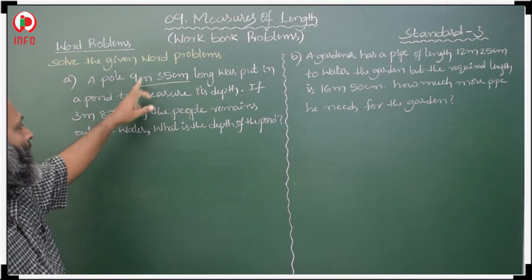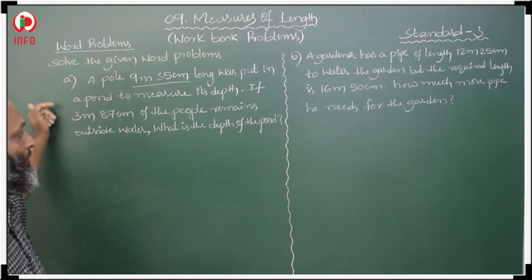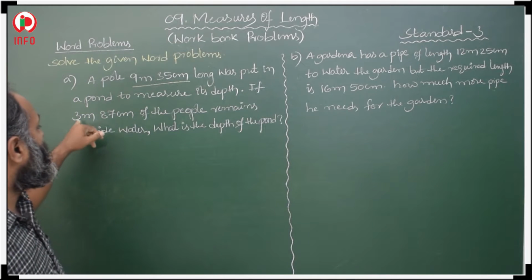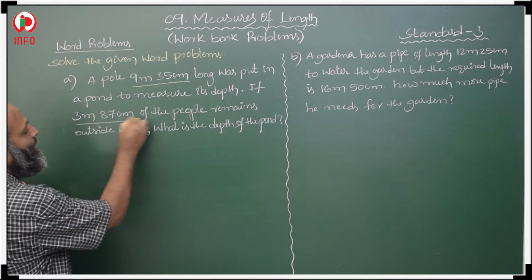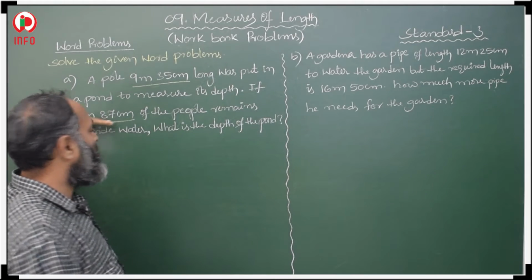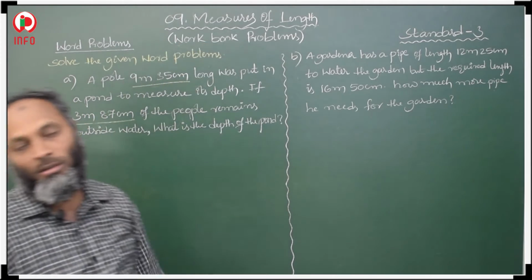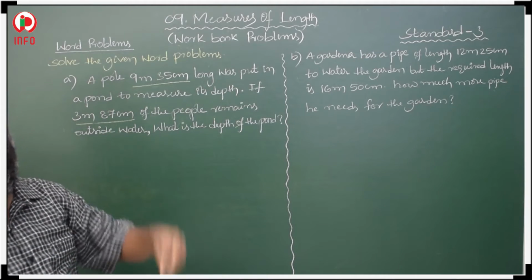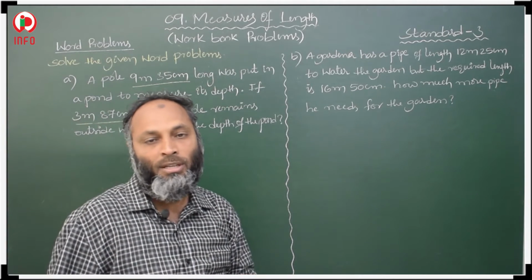Here the total length is 9 meters 35 centimeters. In that, if they keep this pole in the pond, then what happened? 3 meters 87 centimeters of the pole remains outside. This much pole is left outside the pond. So, what is the depth of the pond? He is asking the depth of the pond.